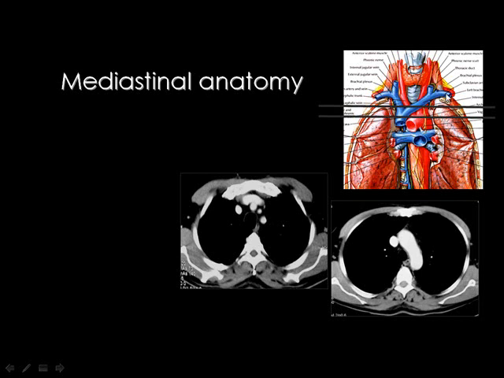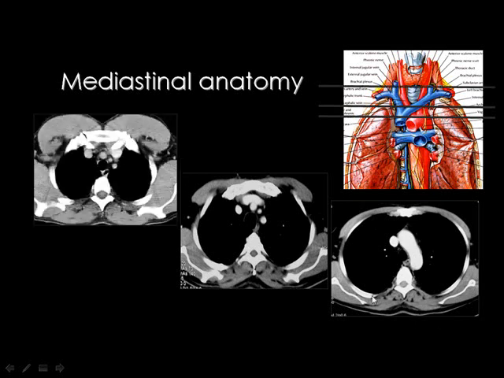Then you can also see the left innominate vein crossing the midline to join the right innominate vein to form the superior vena cava later on. And this is the innominate vein, the left innominate vein will join this right innominate vein to form the superior vena cava later on. Then if you go more up, you will see the same anatomy.